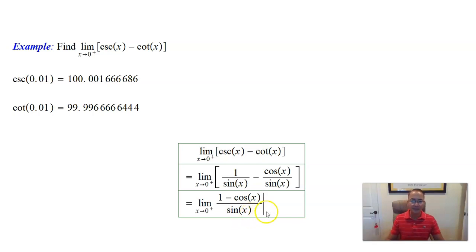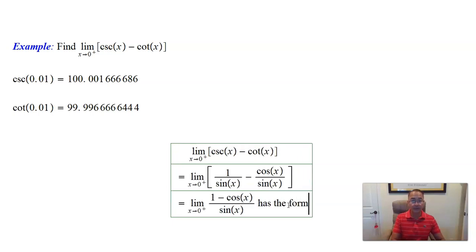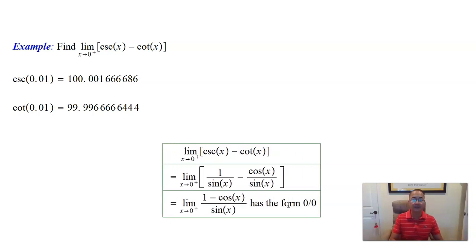All right, so x is approaching 0 from the right. Sine of x, again, is getting close to 0. But what about 1 minus cosine x? We saw something like that a little earlier when we did x minus sine of x, I believe. That is also going to 0, because cosine of 0 is 1, so you get 1 minus 1, which is 0. So this has the form 0 over 0.